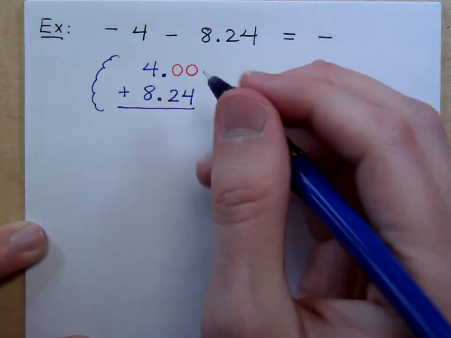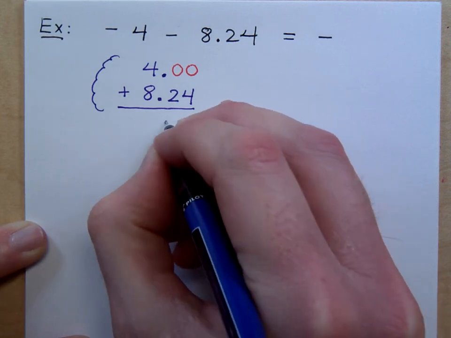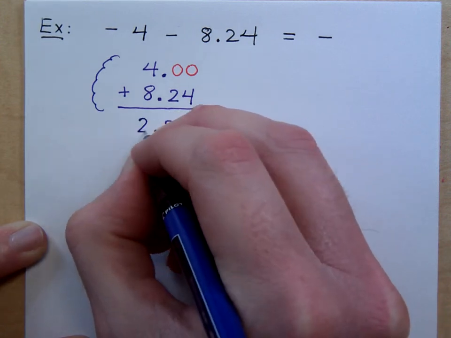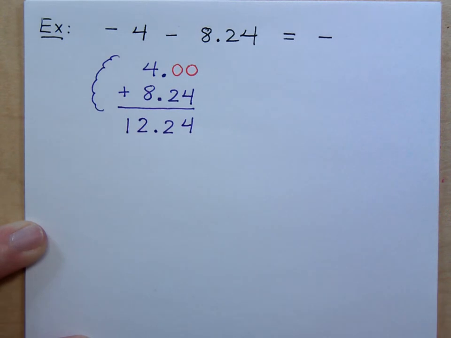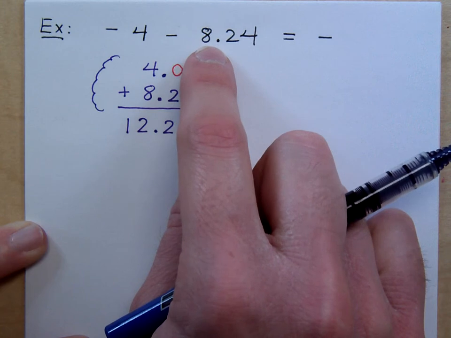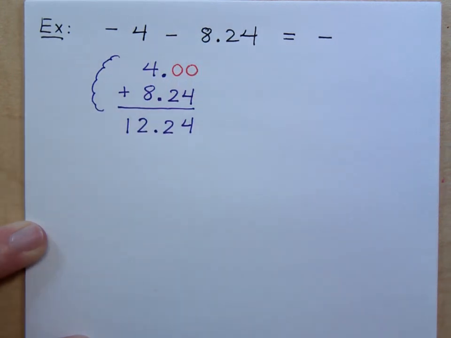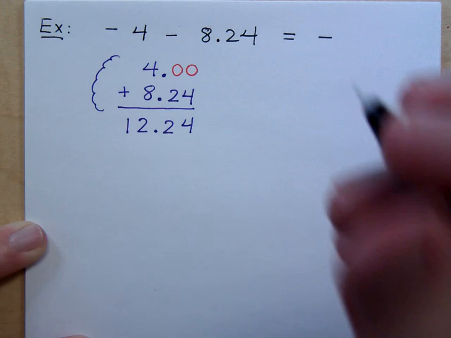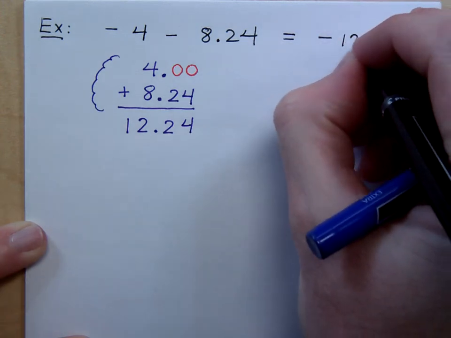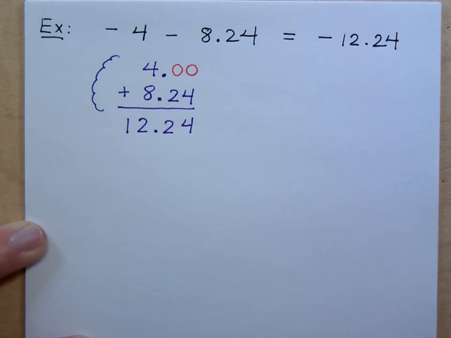All right, so now what do I have? I'm just adding, so that's 4, 2, and 12. Does that make sense? This is 4, and this is about 8, right? So if you lose 4 and you lose 8, you've lost what? 12. So I get 12.24, so that makes sense. That lines up with everything that I see here. So my answer is a negative 12.24. Do y'all agree with that?